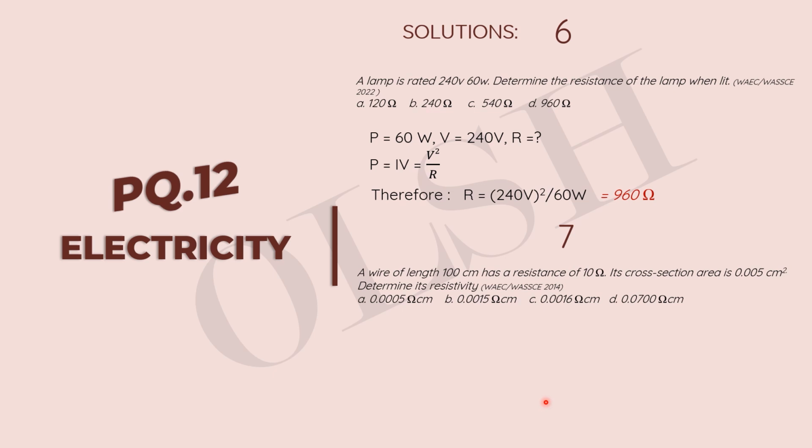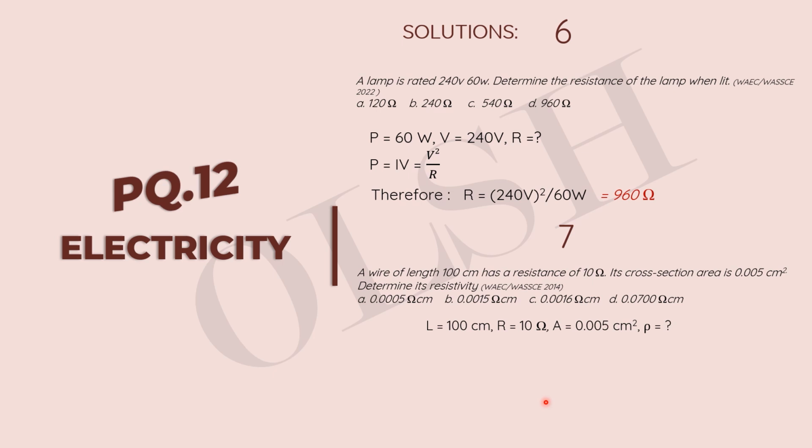A wire of length 100 centimeters has a resistance of 10 ohms. Its cross-sectional area is 0.005 centimeter squared. Determine its resistivity. Okay, so we talked about things that affect the resistance of conductors. There we talked about length, area, and density, and we related them all to resistivity. So we'll use that formula now.